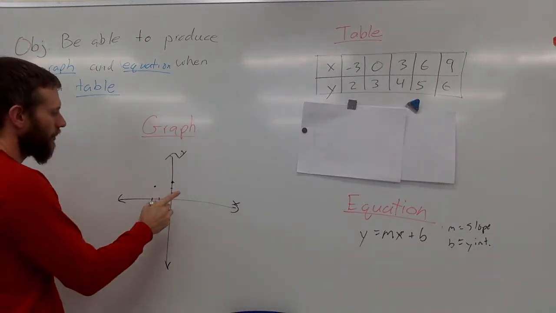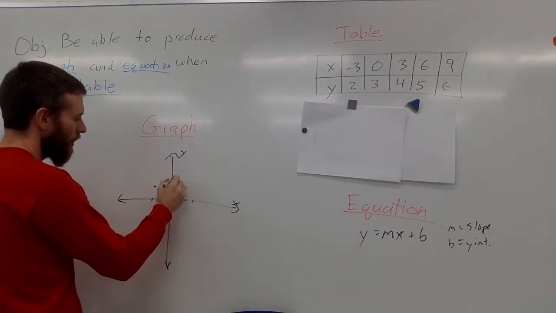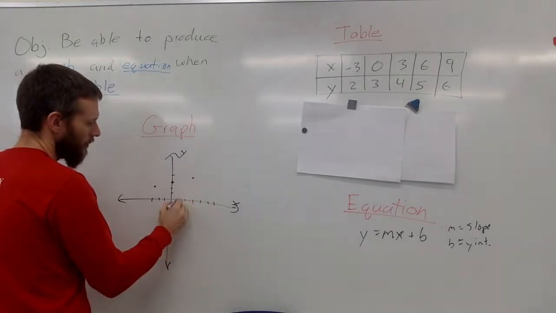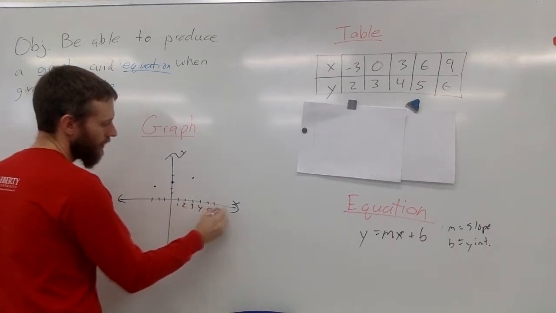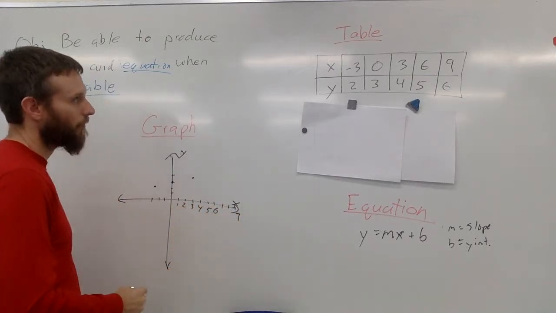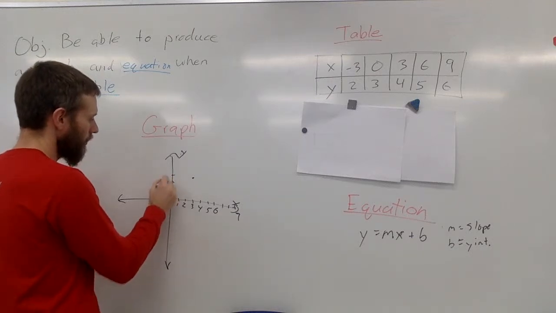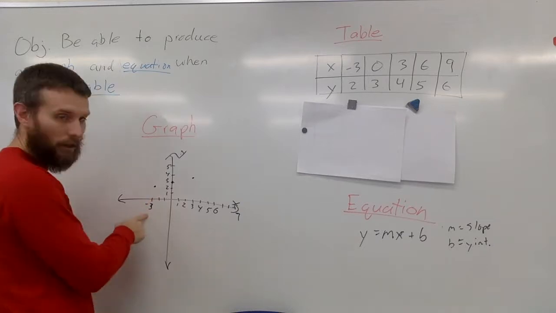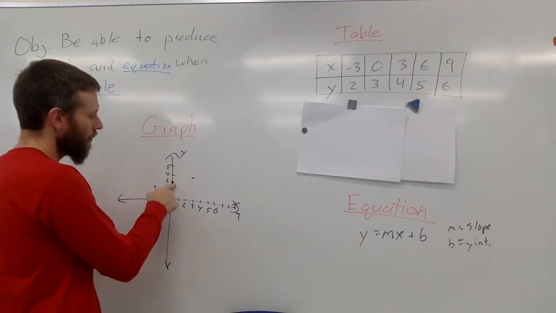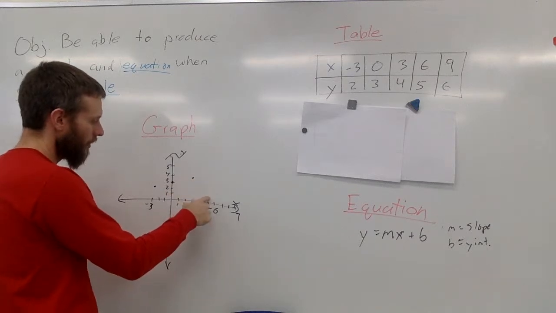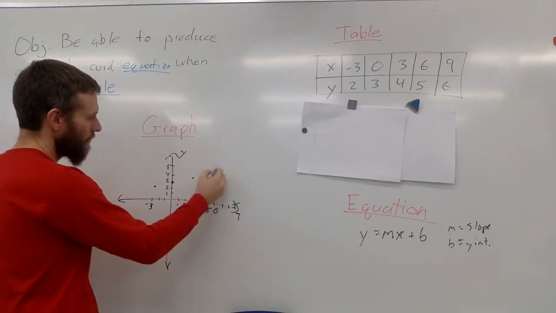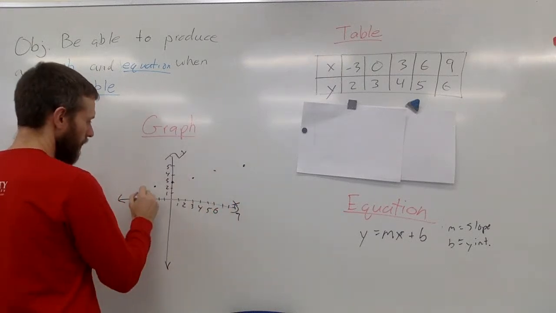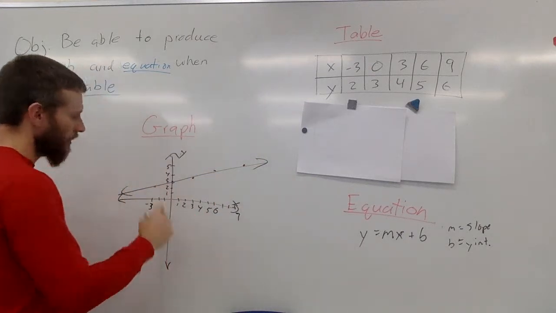And then going off to the right, 1, 2, 3, 4. 1, 2, 3. This is 1, 2, 3, 4, 5, 6, 7, 8, 9, right? 1, 2, 3, 4, 5. Okay, so we have again (-3, 2), (0, 3), (3, 4). Next would be (6, 5), and then (9, 6). There's that graph line.